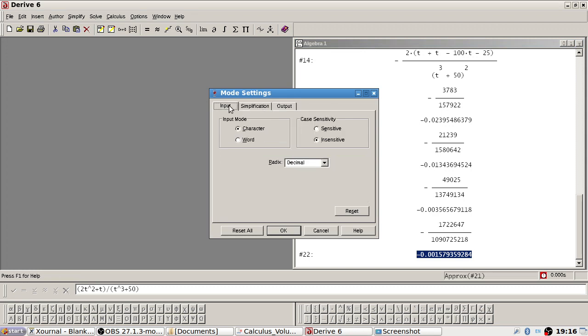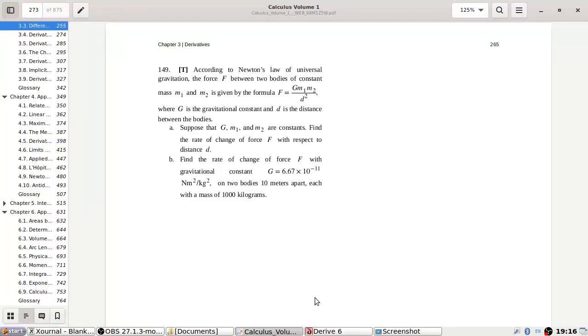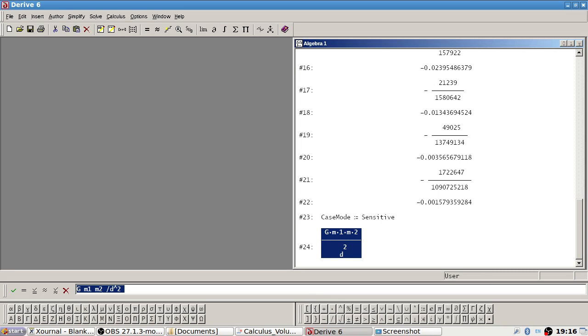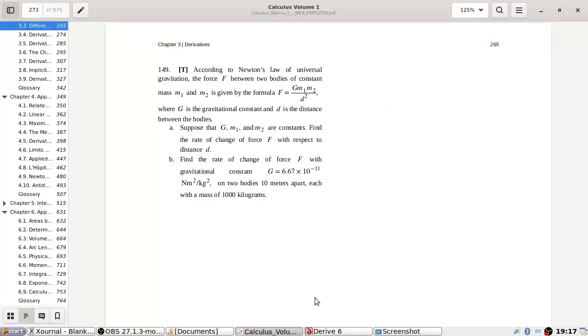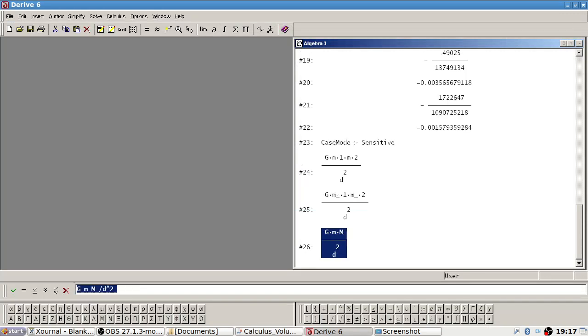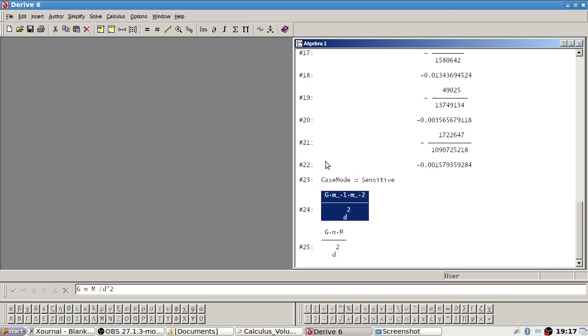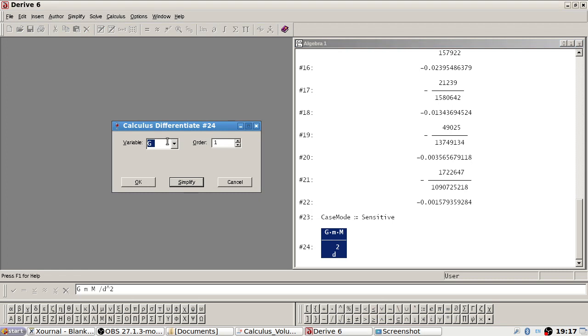just make it case sensitive for the moment. Okay, so we have F is G, M1, M2 over d squared. Oh, I don't know if I can do subscripts. No, I don't think I can. What if I do an underscore? Okay, I might have to use something like small m, big M. That's the other style of writing this formula. Yeah, okay, that'll have to do. Right, and we want to find the rate of change of force with respect to distance. Okie dokie.